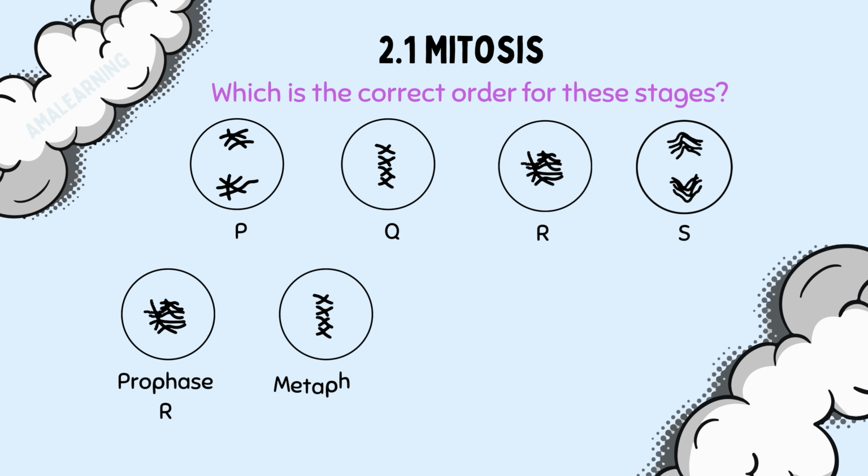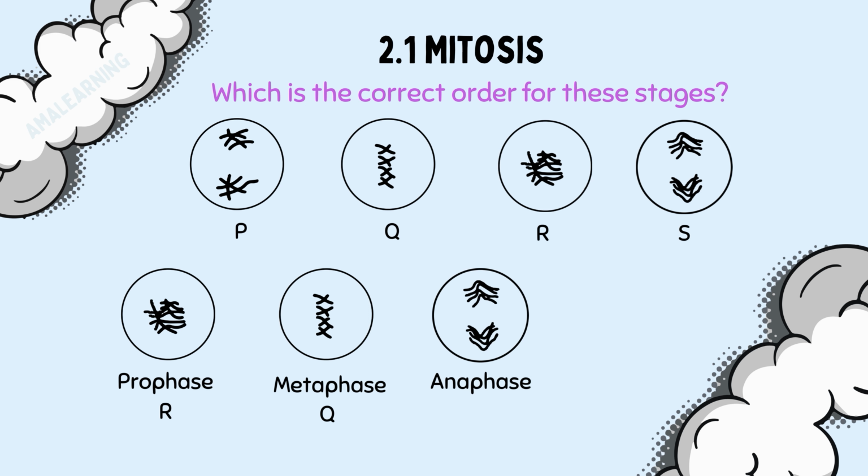The next stage is metaphase. During metaphase, the chromosomes align in the center of the cell. This can clearly be seen in Q, so metaphase is shown by letter Q. The third stage is anaphase. During anaphase, the paired chromosomes are pulled apart by the spindle fibers toward opposite ends of the cell. This can clearly be seen in S, so anaphase is shown by letter S. The final stage of mitosis is telophase. During telophase, the chromosomes reach the opposite ends of the cell. This can clearly be seen in P, so telophase is shown by letter P. The correct order is therefore R, Q, S, P.